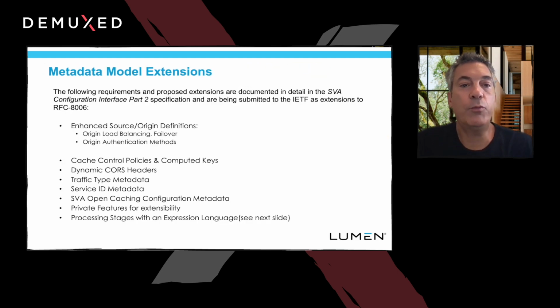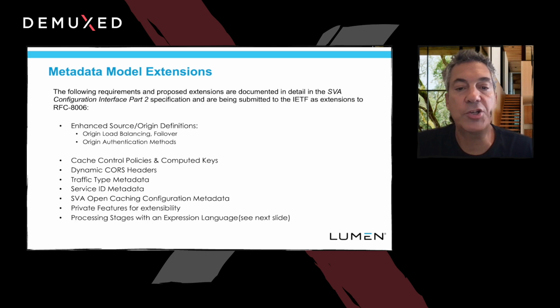So what did we propose adding to the metadata model? Several large categories of work. Really, a lot of it around enhancing the definition of a source or an origin in CDN terminology and how the source can be accessed. We defined some load balancing capabilities to load balance across multiple sources, failover across multiple sources. We added several authentication methods like the AWS authentication method, things that are all standard practice in the commercial CDN industry, but CDNI was kind of silent on.